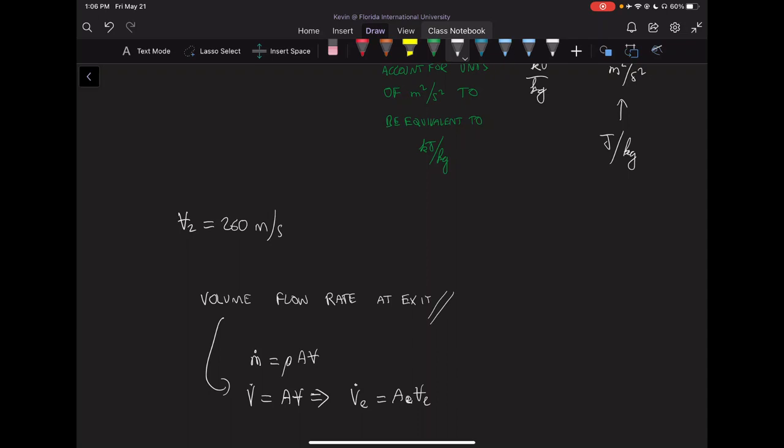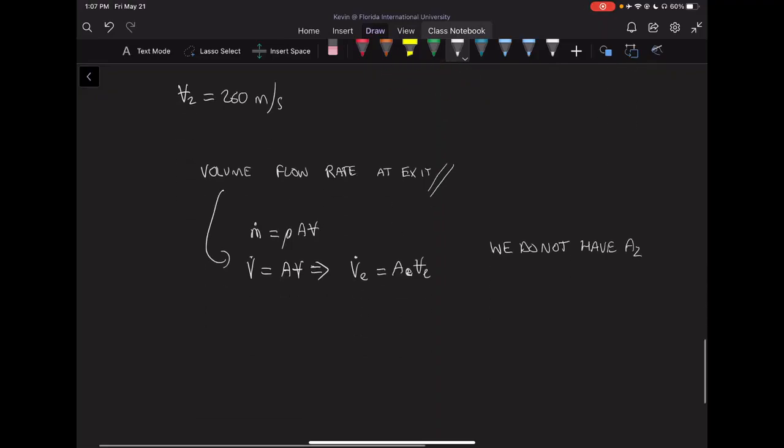Now, in order to do that, we need to figure out how to solve for this. How do we solve for volume flow rate if we don't have the area? We do not have A2, or AE, I mean. We do not have AE, so how do we solve for our volume flow rate?